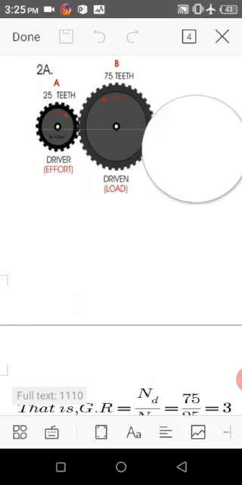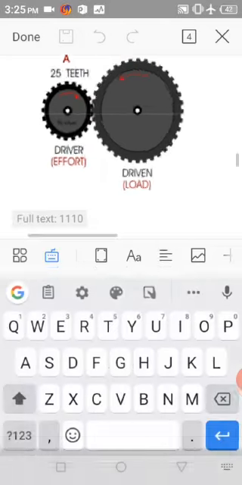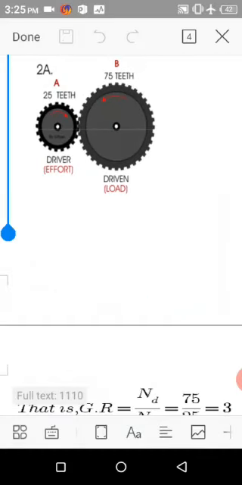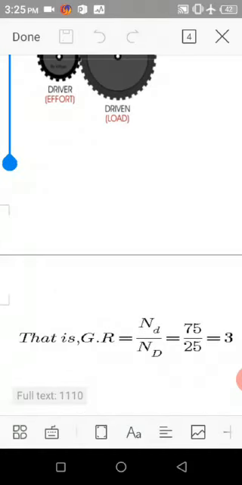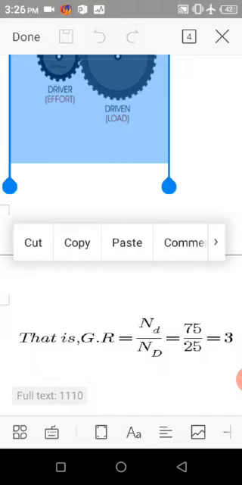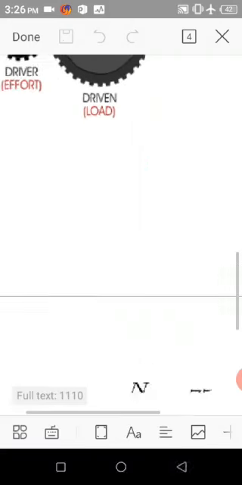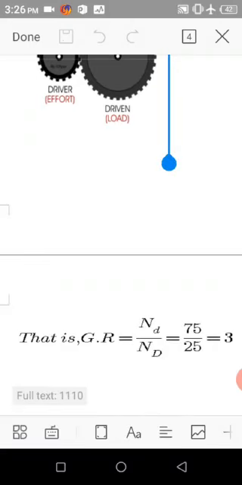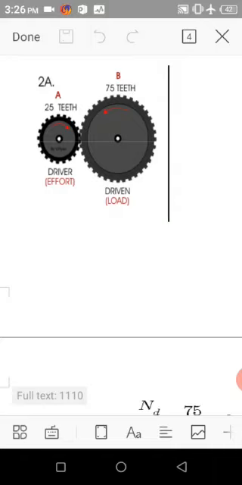According to the equation of the gear ratio that we have discussed, if you want to find the gear ratio of this gear system, you put the number of teeth of the driven gear as your numerator, which is 75. The number of teeth of the driver gear, you put as denominator, which is 25. When we find it, the answer is 3. That means the gear ratio of this gear system is 3.